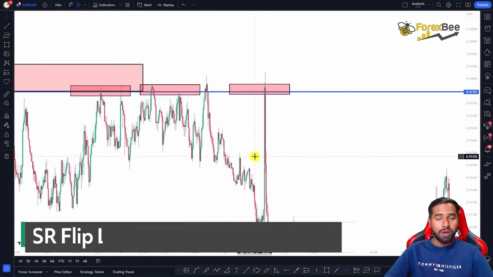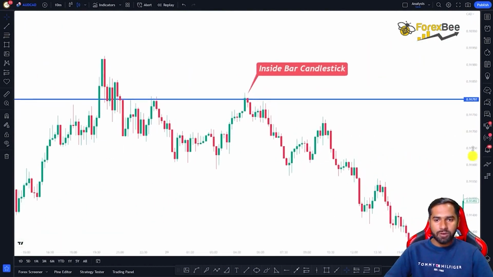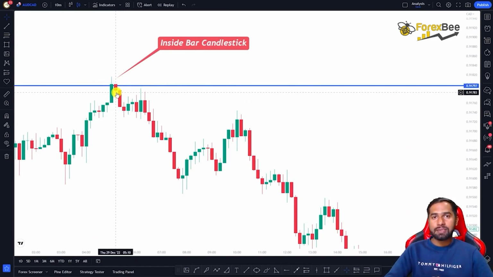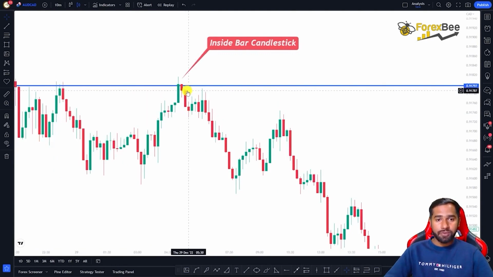Now let's talk about how you can take trades using the SR flip levels. If I go here, we can see the formation of this inside bar candlestick pattern. As you can see, there is this candle, and before that, this candle is totally engulfing this candle. So this is an inside bar, and an inside bar represents the indecision phase in the market. Whenever there is a formation of an inside bar, buyers and sellers are struggling to take control. But with the breakout of the next candle, we can see that finally sellers were able to take control of the market, and after the formation of this big bearish candle, the sellers have the momentum.